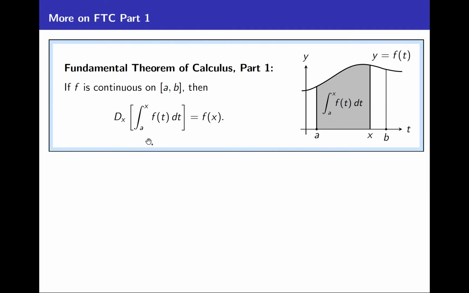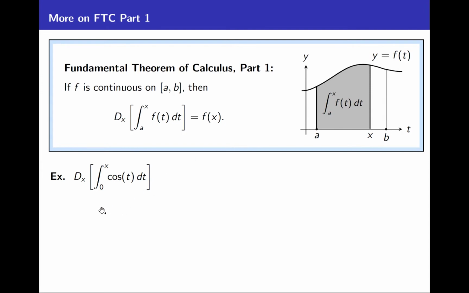And the Fundamental Theorem of Calculus, Part 1, you can really look at as a derivative rule. It says that the derivative of this function of x equals f of x. Stated perhaps more succinctly, the derivative of the area under a function equals the function. Or alternatively, the area under a function is an antiderivative of the function.